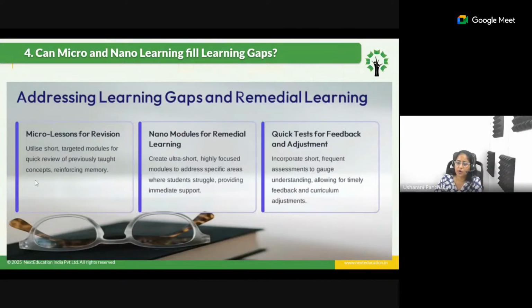As we know, micro lessons we use for revisions, and nano we use for remedial measures. When you have a concern or a problem with understanding something, you go back as reinforcement or as a remedial measure, use it and then come back. And quick tests for feedback and adjustment. This can be a micro assessment or a nano assessment, depending upon the type of assessment you are using. It should be frequent, and here it can be just a poll method. Just thumbs up, thumbs down, not detailed.